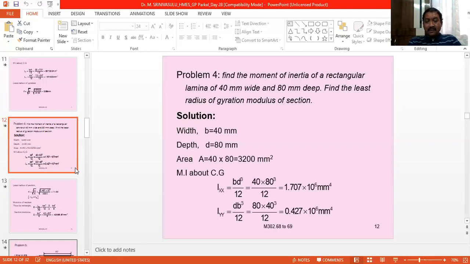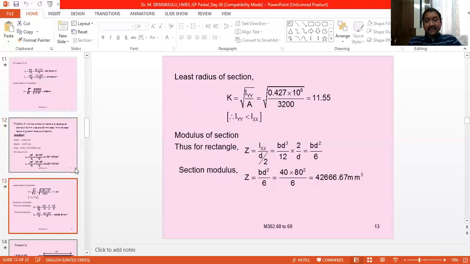So if you use the Iyy in the formula, therefore the Kyy or Ky we have to find out. The Ky is equal to Iyy by A, that is equal to 0.427 × 10^6 by 3200. It is coming to be 11.55 millimeters. So this is the least radius of gyration of the section.